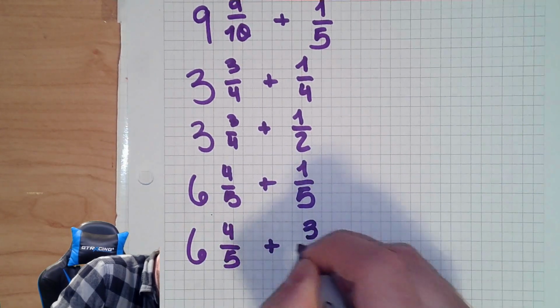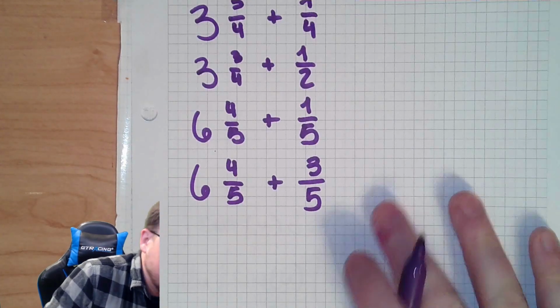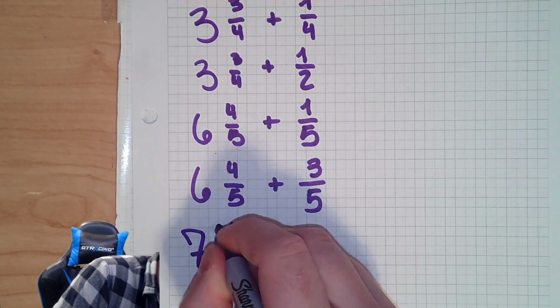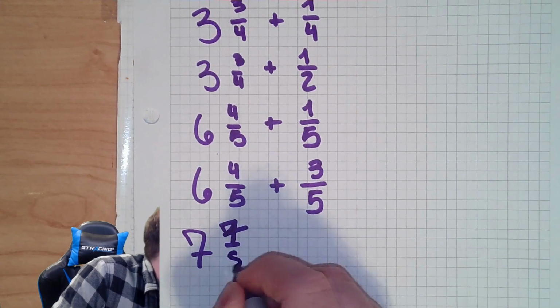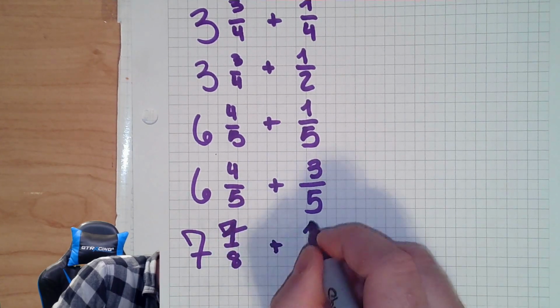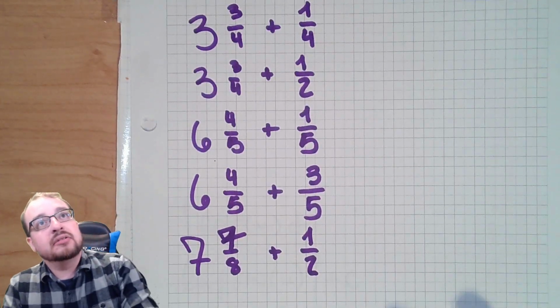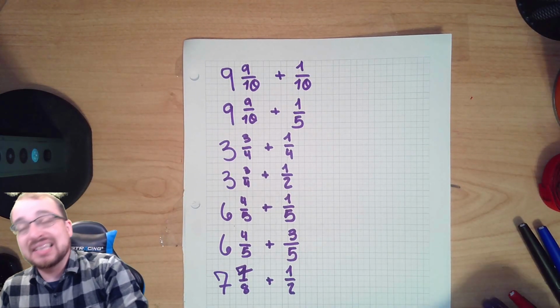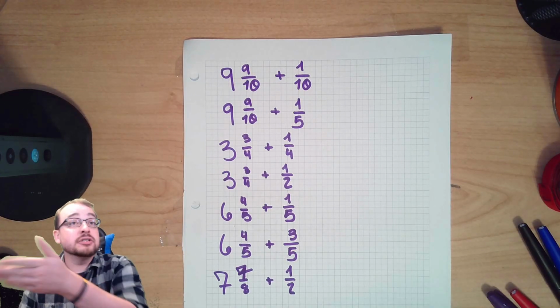This also works for subtraction, of course. And then see if you can try this last one. Whoops, that's a 7. 7 and 7/8 plus 1/2. Let's zoom out. See if you can give this problem string a go and see if you're able to understand the logic being expressed here in addition to the stuff we talked about.